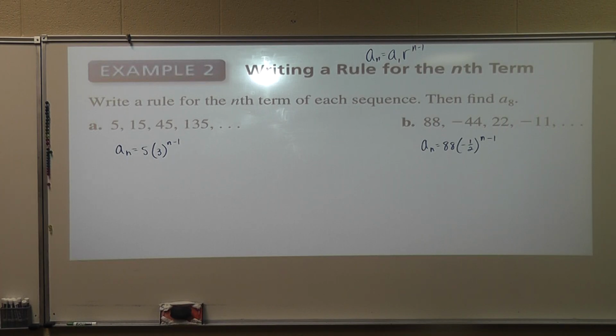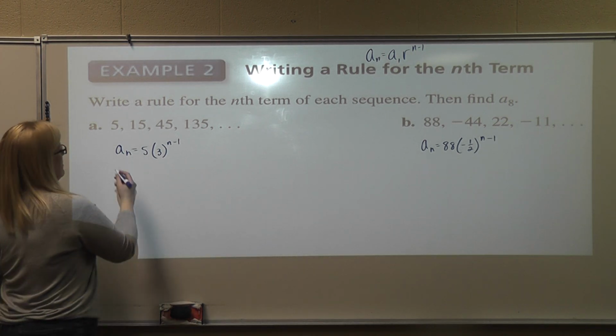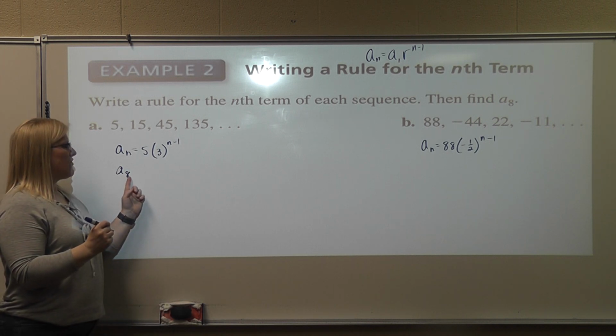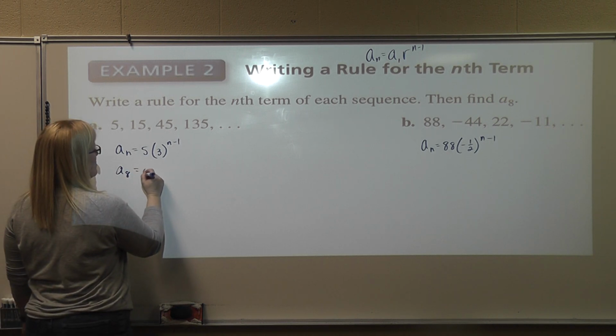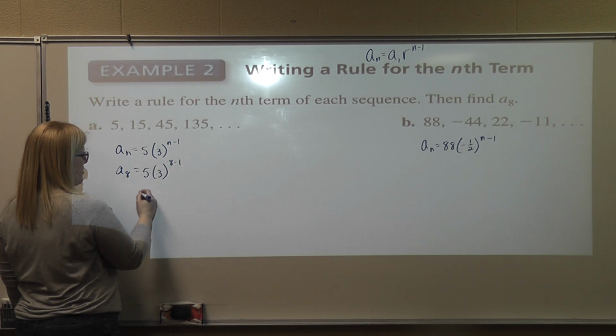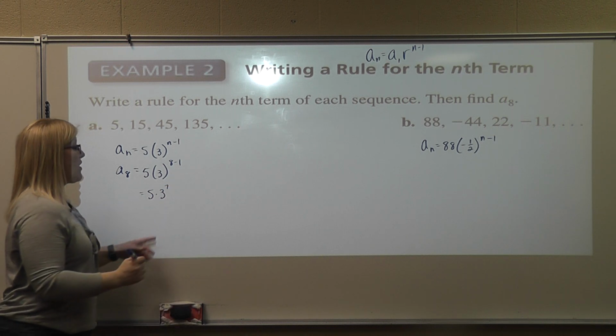Okay, so I forgot to complete that last one. So now these are the equations that we had, and now we're going to find a sub 8. So all I do then is put in 8 for n. So I have a sub 8 equals 5 times 3 to the 8 minus 1 power. So 5 times 3 to the 7th power.